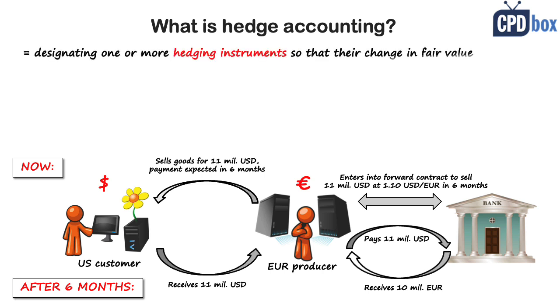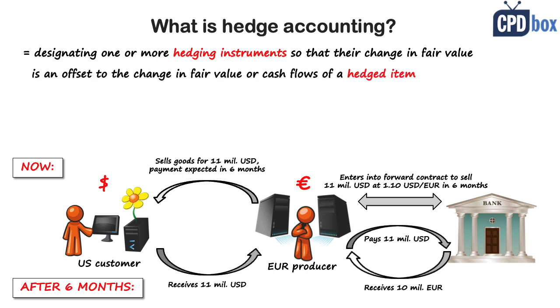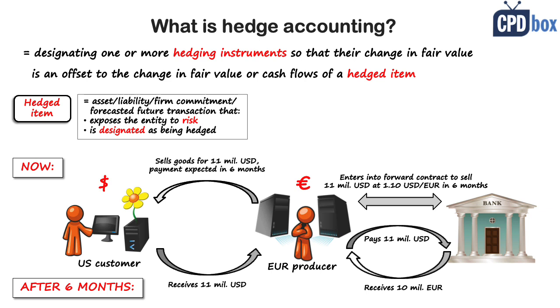The definition says it is designating one or more hedging instruments, well, in this case, the foreign currency forward contract, so that their change in fair value is an offset to the change in the fair value or cash flows of a hedged item, or the item exposed to some risk. So in effect, we have two items here. Hedged item. This is something that carries risk, for example, forecasted sale or purchase. And in this short illustration, it is clearly a highly probable forecasted sale because it carries foreign currency risk.